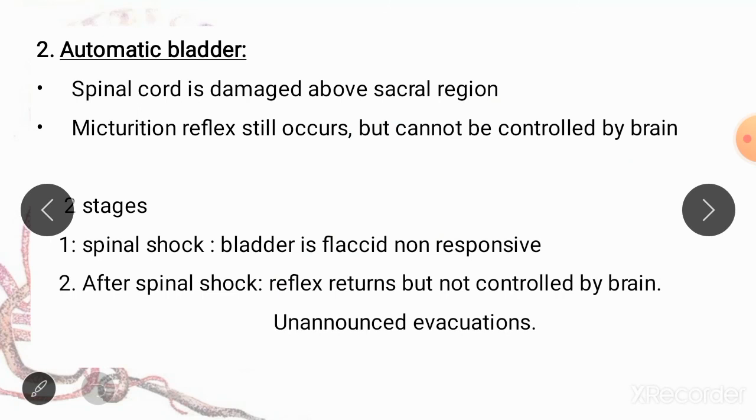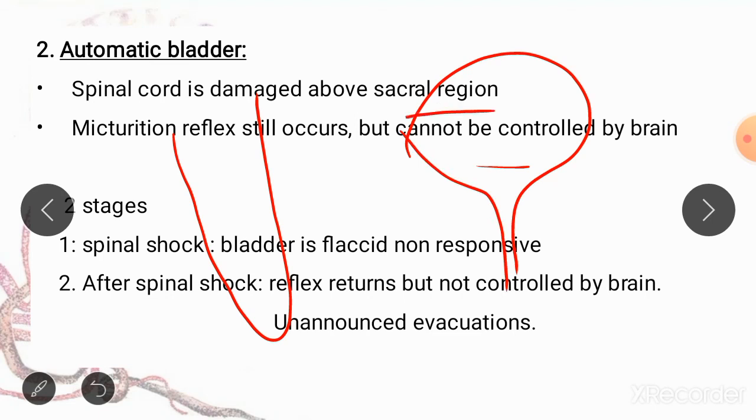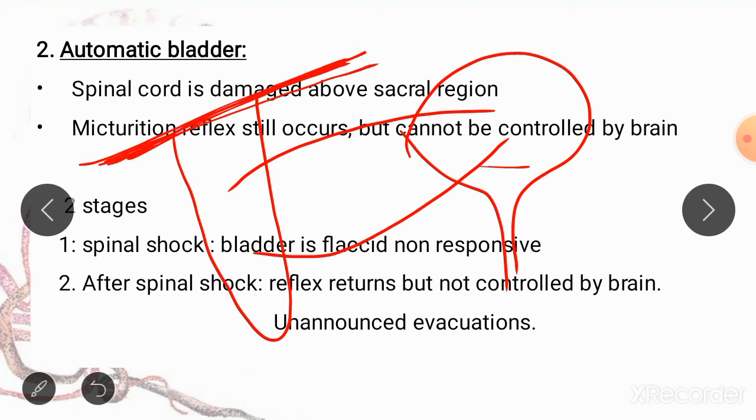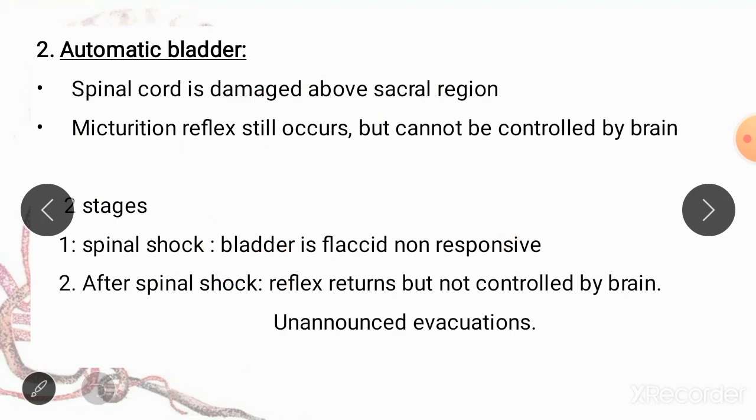लेकिन after the spinal shock settles down, after a few weeks, what happens is the reflex returns, and the reflex can take place. As I have already mentioned, it can also receive the stretch signals from the bladder, and it can also send the motor signals to the bladder to contract, but it has been severed above the level of S2 and S3, and it cannot receive the inhibitory signals from the brain. So your micturition reflex is no longer under your conscious control and the bladder evacuates unannounced.